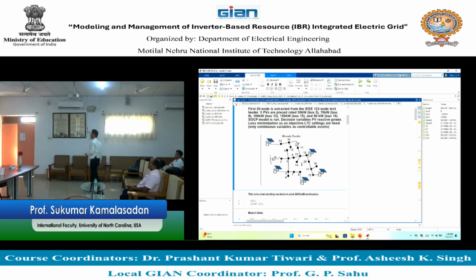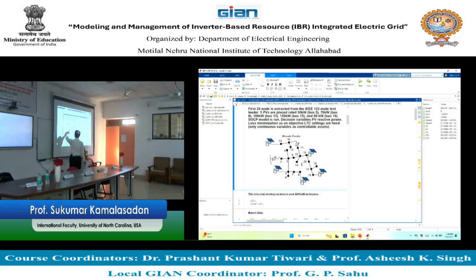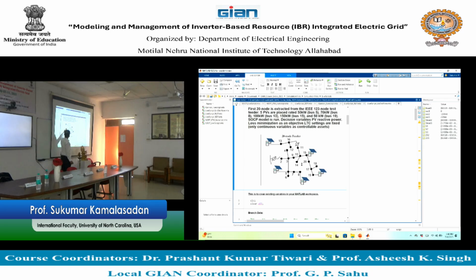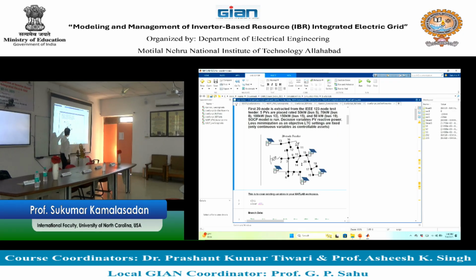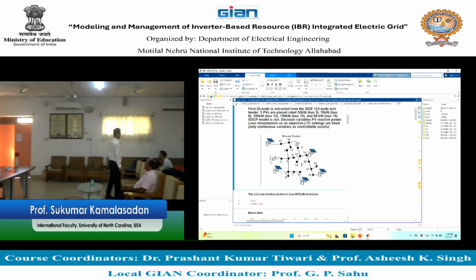This is a subset of the 123 node test feeder starting from the substation. This is the substation. This is a load tap changer transformer. This is a switch where the feeder starts, and the feeder goes all the way like that, 120 test nodes. On this test feeder, there are some points where PV farms are connected. These PV farms are connected to study the DER integrated distribution network. So you can study the distribution network like that.